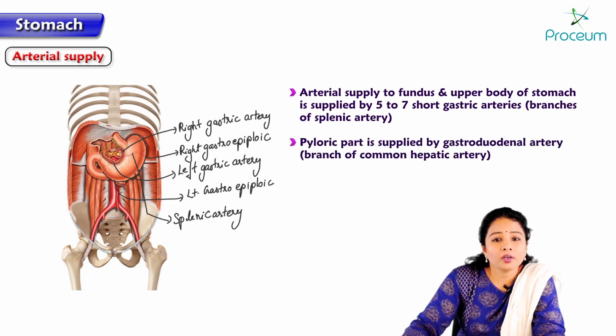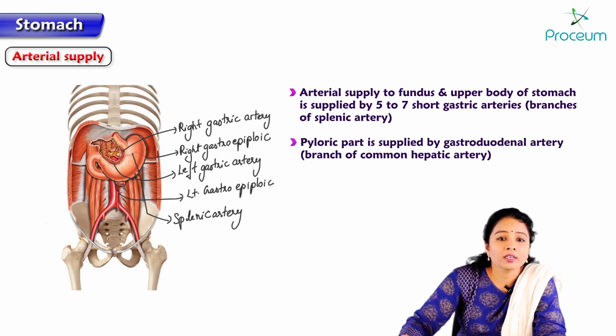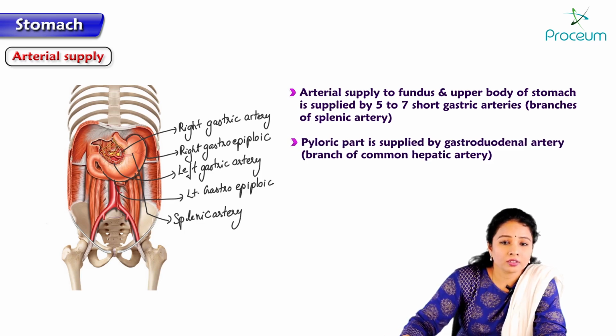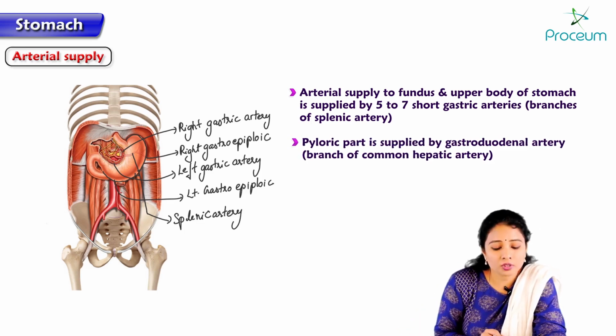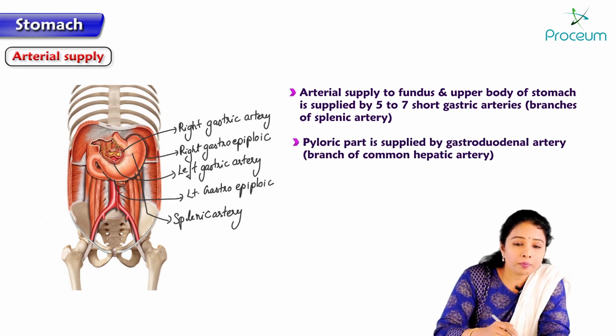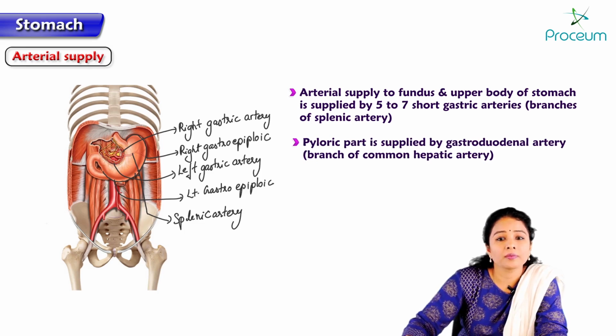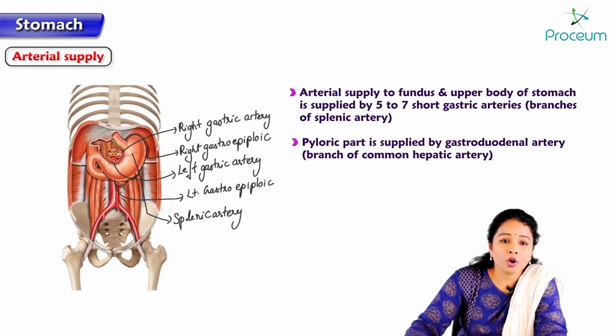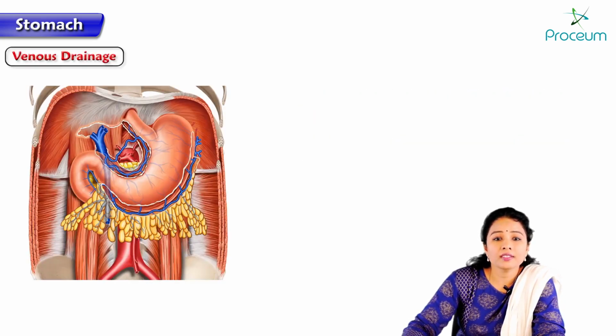The pyloric part of the stomach is supplied by the gastroduodenal artery. So the direct branches from the gastroduodenal artery supply the pyloric part of the stomach, which is a branch of the common hepatic artery. Venous drainage.